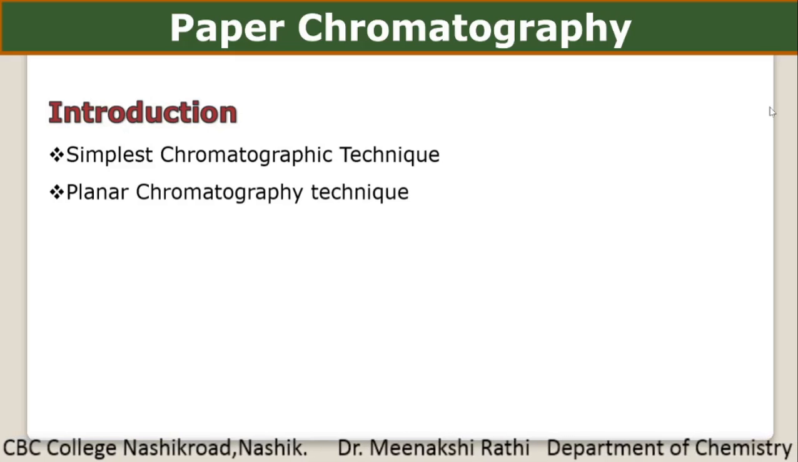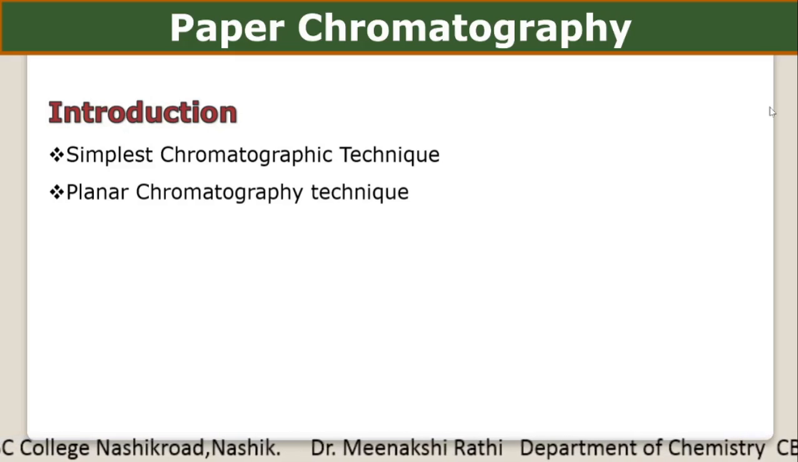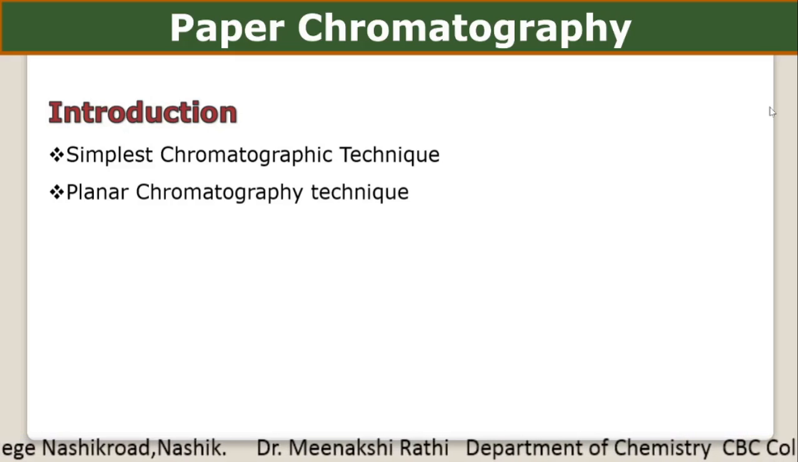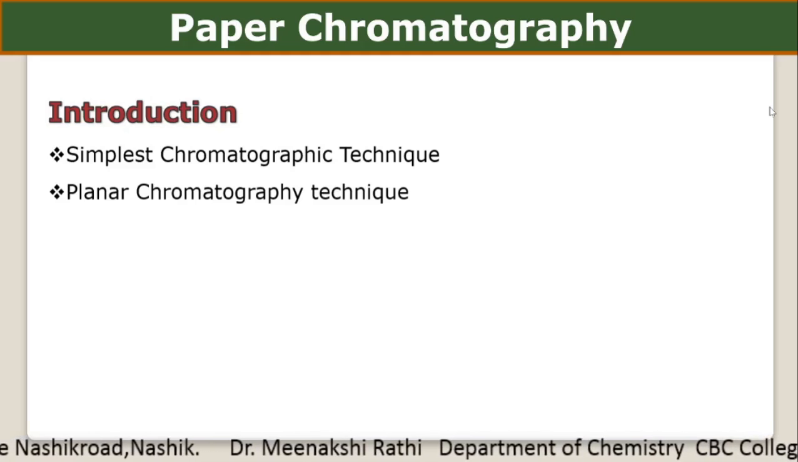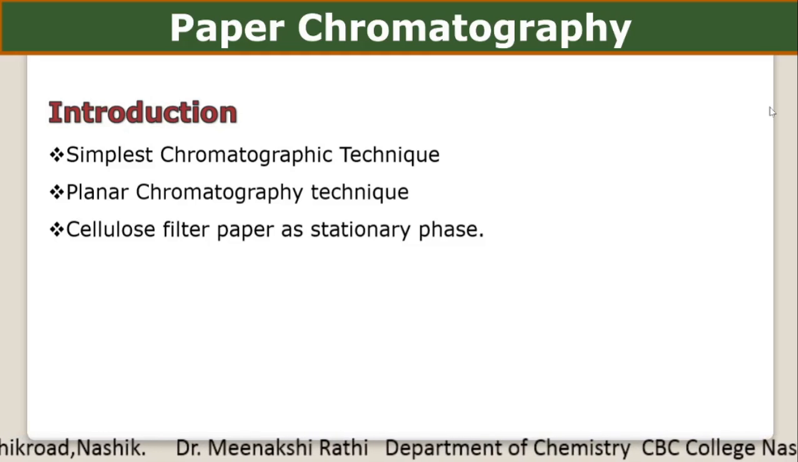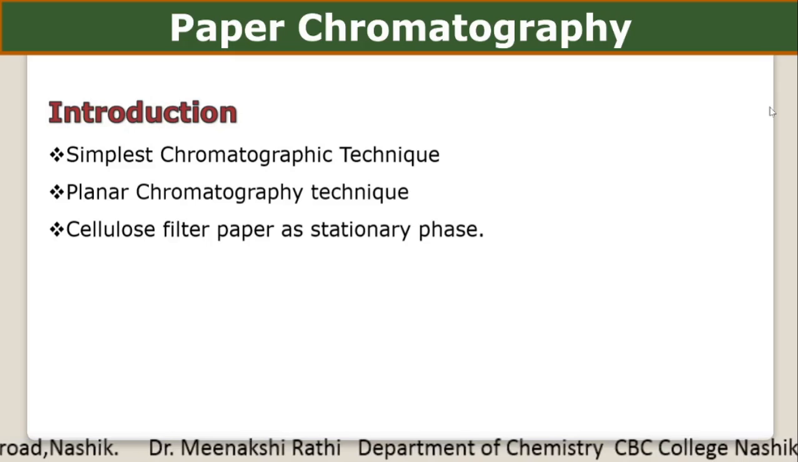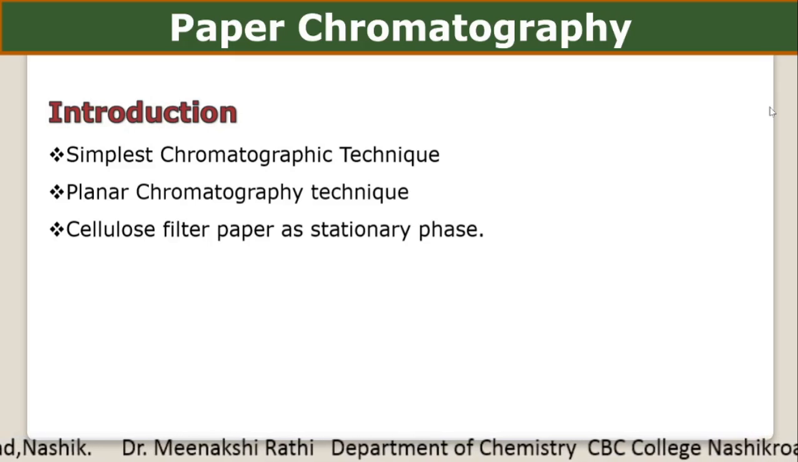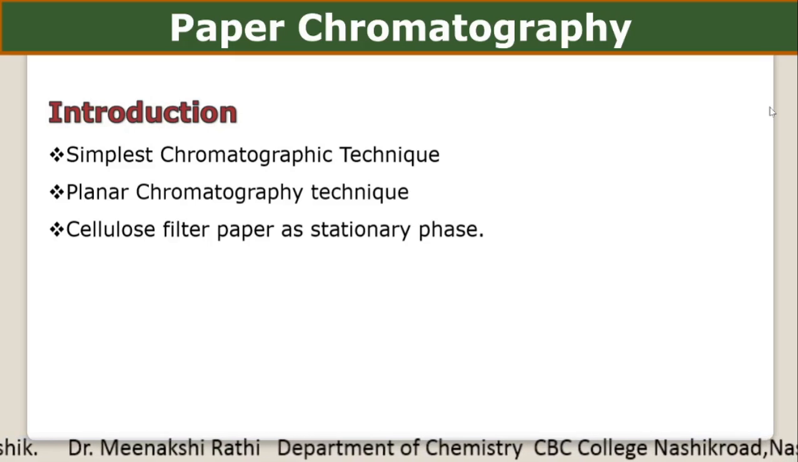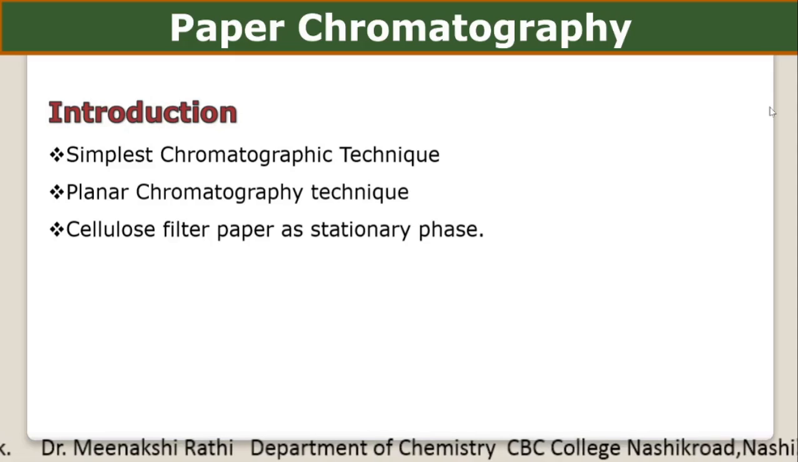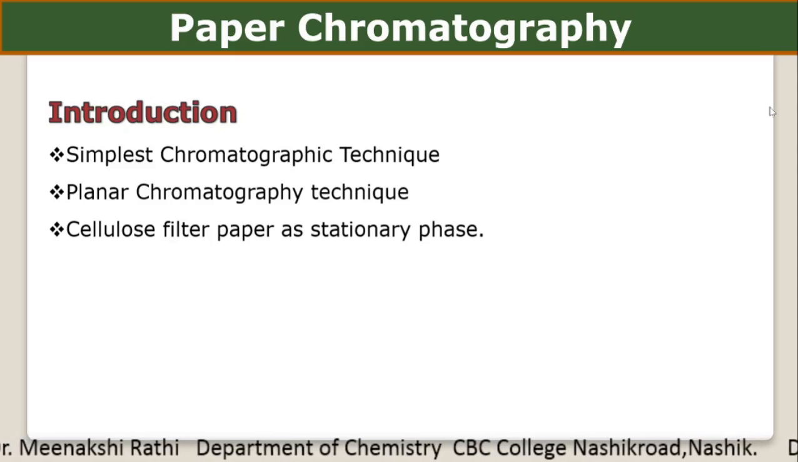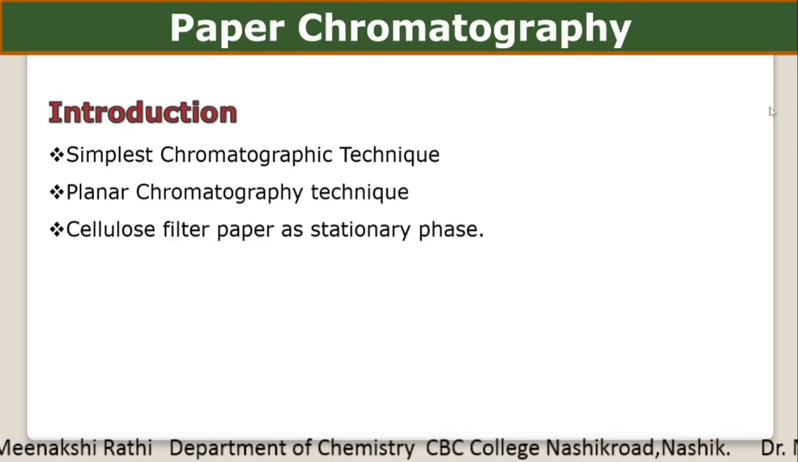It is a type of planar chromatographic system, because here simple paper is used, so it's not a three-dimensional technique, it is a planar chromatographic technique. And as I told you, cellulose filter paper is used as a stationary phase. In TLC, silica gel, which is coated on the surface of a glass plate, is used as a stationary phase. But here, cellulose filter paper is used as a stationary phase.